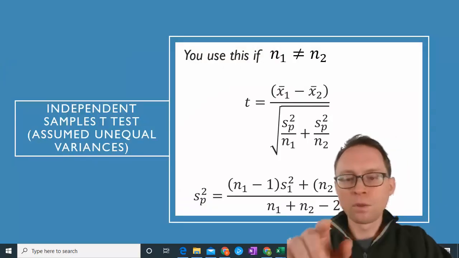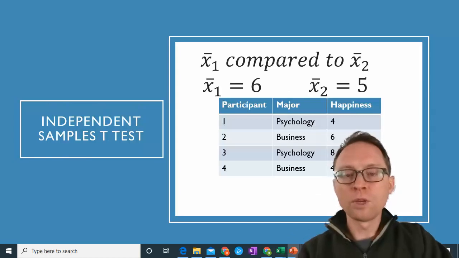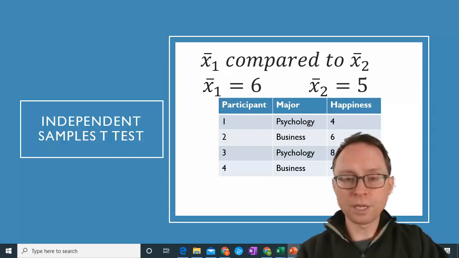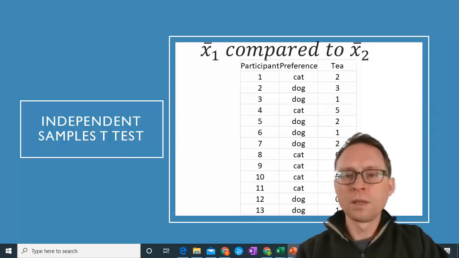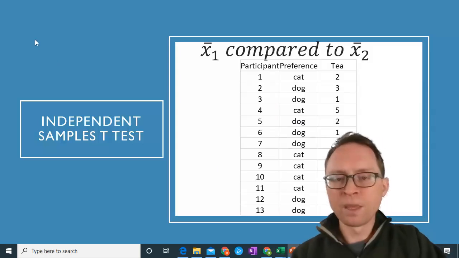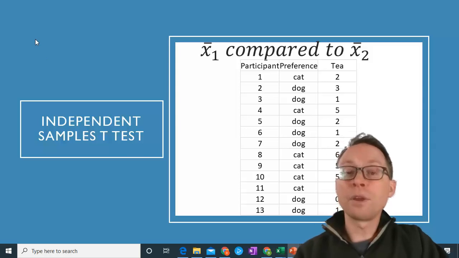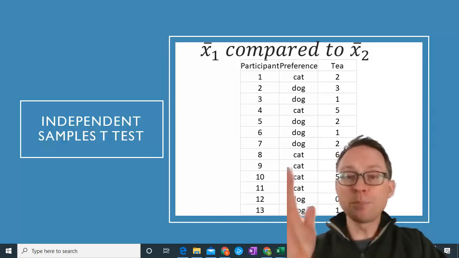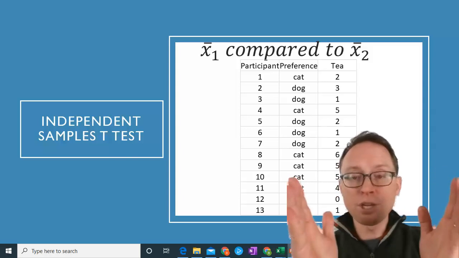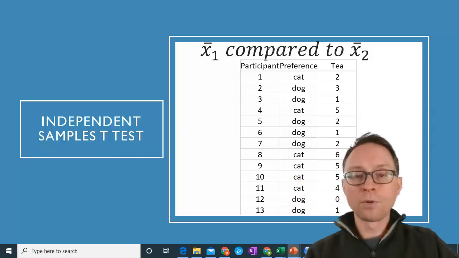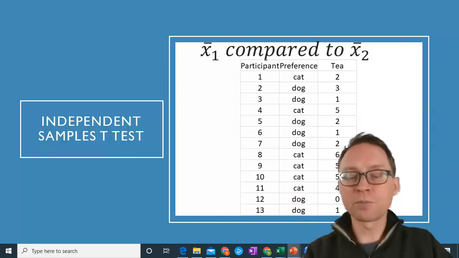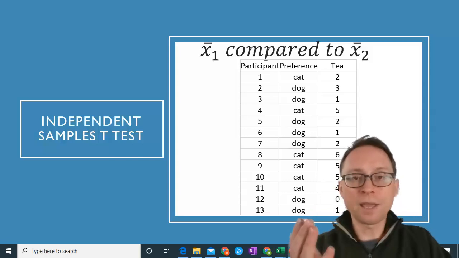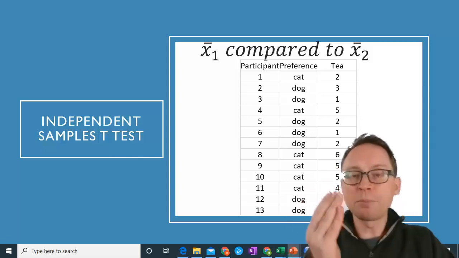Now, we just did this with our psychology majors and our business majors. We found out that it worked out the same when we pooled the variances. Now let's get some new data. So I have a theory, I have a hypothesis that cat people drink a different amount of tea than dog people. So what you see here is I've got 13 participants.